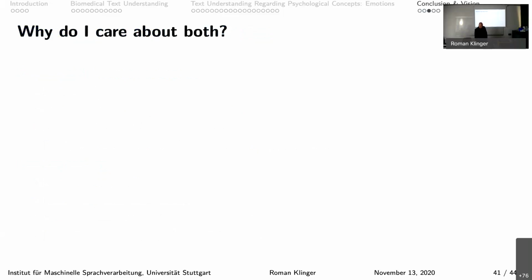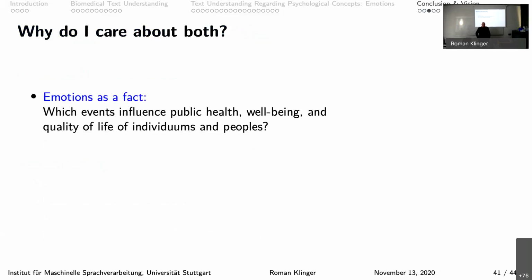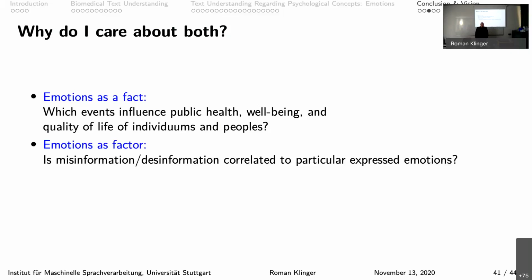So why do I care about both? On the one side, emotions can be seen as a fact. When I analyze social media, emotions are things that people talk about. They mention, I feel this and that because of this and that. So that's not necessarily something implicit. It can also be seen as a fact. And this is interesting, for instance, when we want to analyze public health, public well-being, quality of life of individuals or peoples. On the other side, emotions can be seen as a factor.